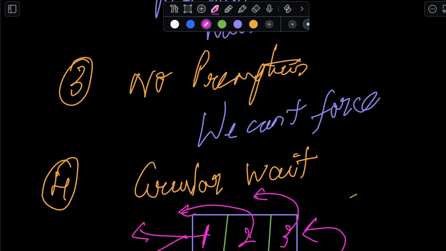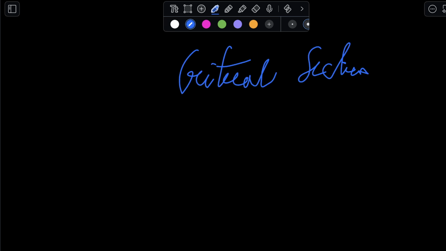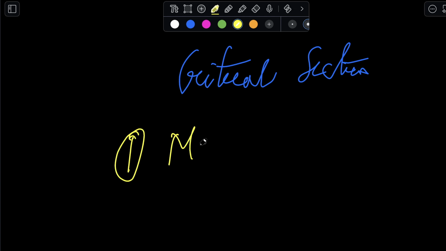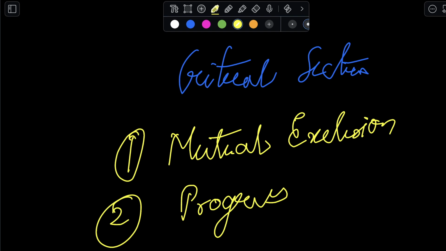Okay, so let's break this down. Peterson's solution is more like a theoretical one. Basically, first we studied the critical section, right? This is the main topic that we are trying to study. To achieve this, we said that we need to follow three rules, right? We need mutual exclusion, we need something called progress, and third, we need something called bounded wait, right?